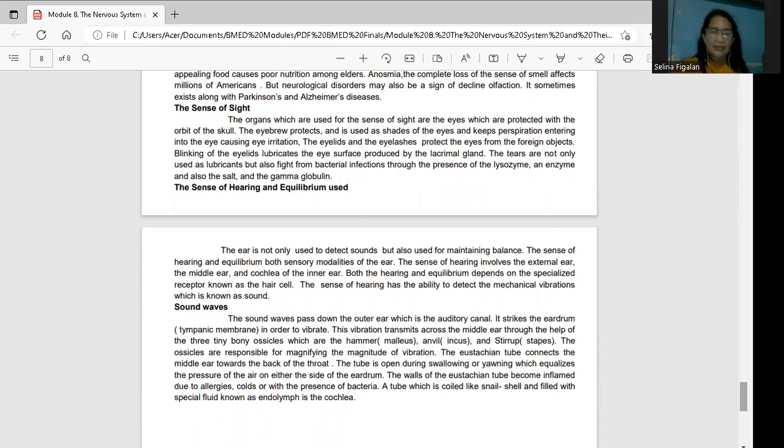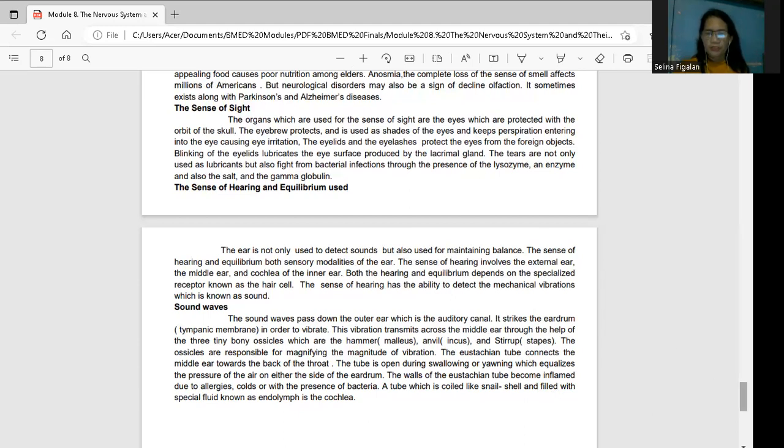Okay? So, the sound waves pass down to the outer ear, which is the auditory canal. It strikes the eardrum. So, yung eardrum natin, yung tympanic membrane, para mag-vibrate at makakarinig tayo. Ano yung pinakatatlong tiny bony ossicles? So, these are the hammer, the anvil, and then the stirrup. The ossicles are responsible for magnifying the magnitude of your vibration. Okay, so on and so forth. So, yun yung snail shell. So you have to read your module.